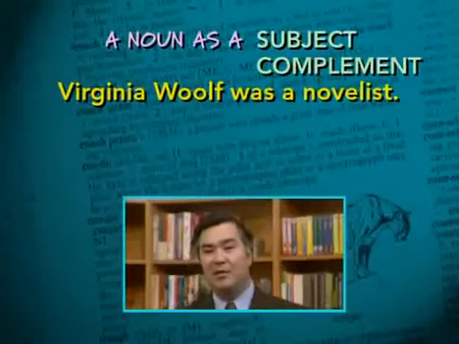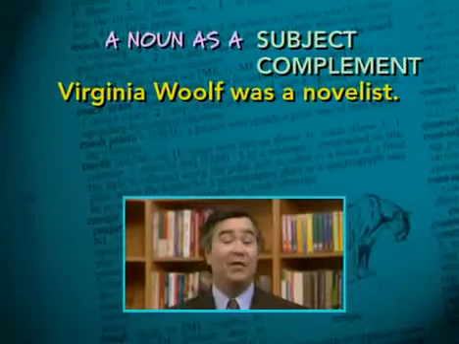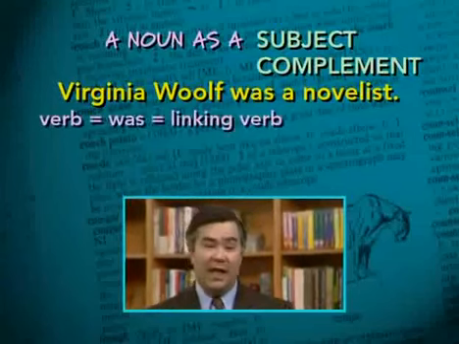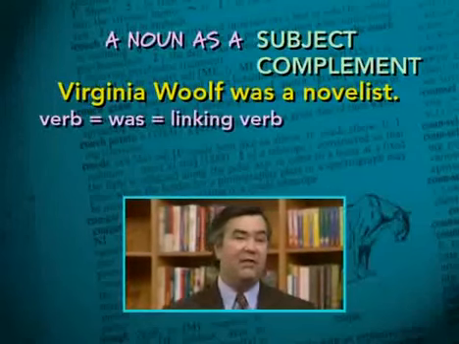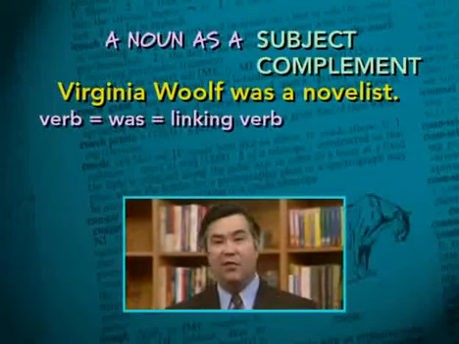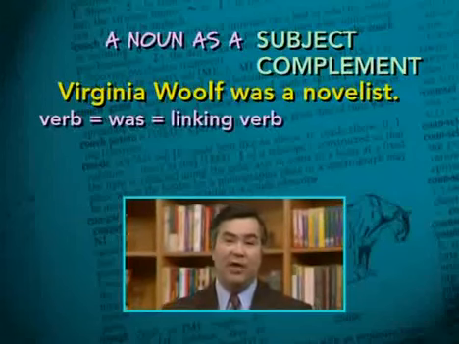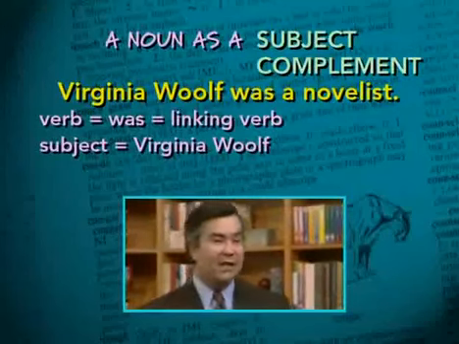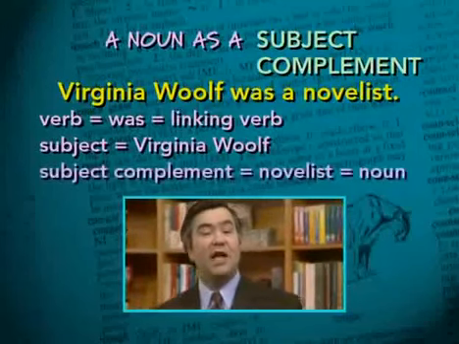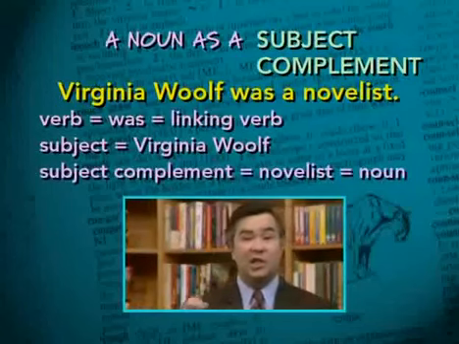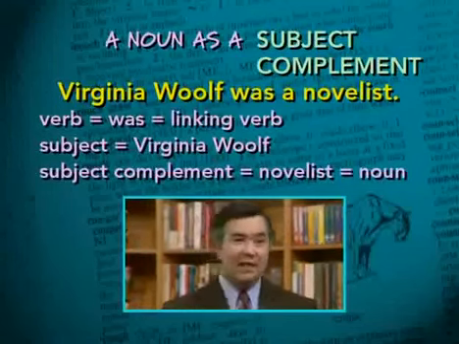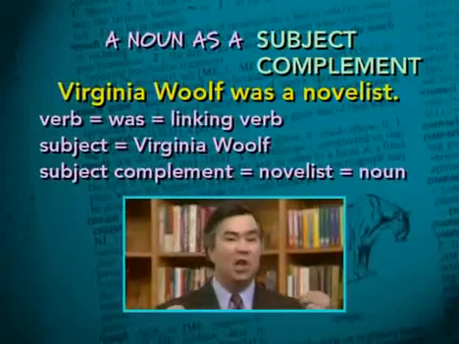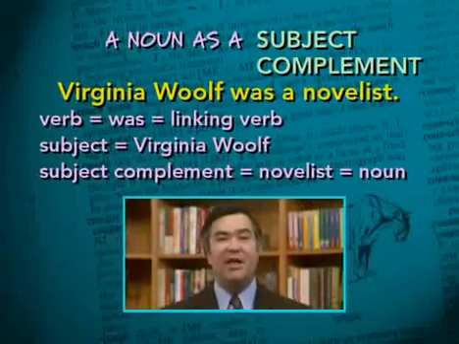Here are some examples. Virginia Woolf was a novelist. Was is the verb in this sentence, and it's a linking verb. As we've said many times, the most common linking verb is the verb to be, and was is a form of the verb to be. The subject of was is Virginia Woolf, a particular woman's name. So Virginia Woolf was, and what follows is the subject complement. The noun novelist describes or modifies the subject, Virginia Woolf. It gives us more information about Virginia Woolf. It tells us what Virginia Woolf was, specifically a novelist.